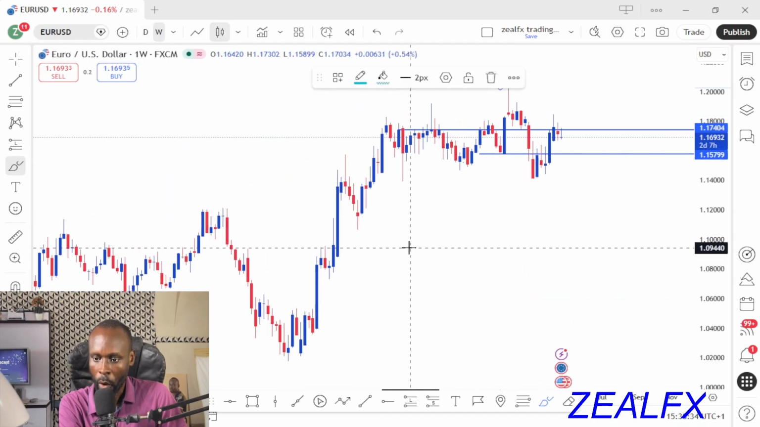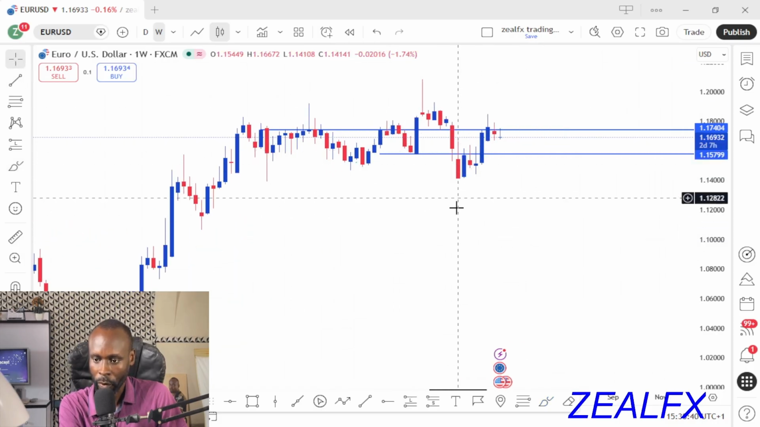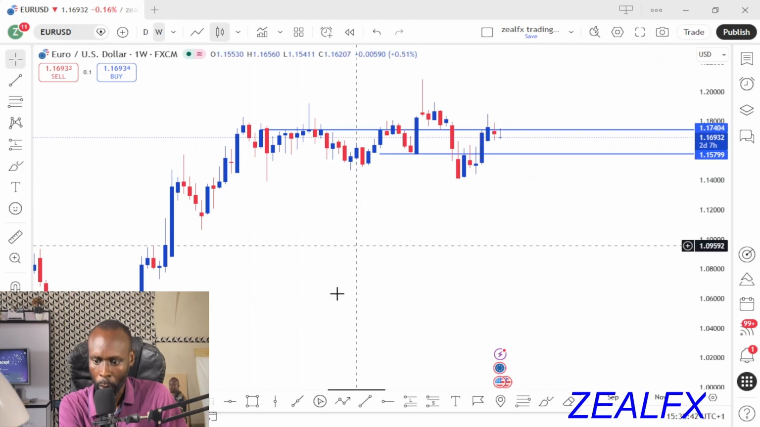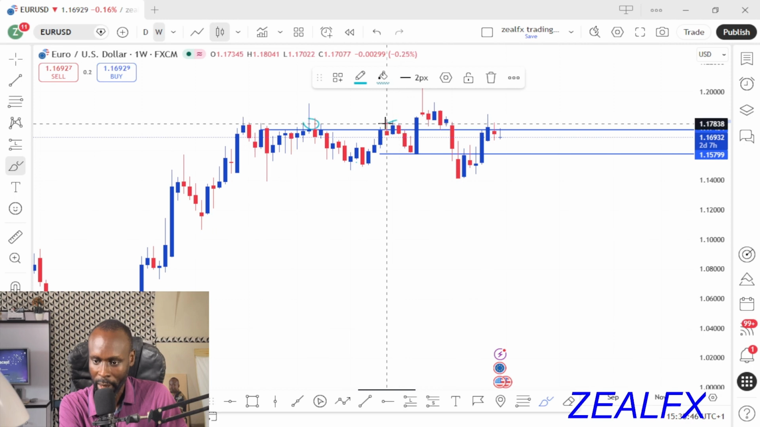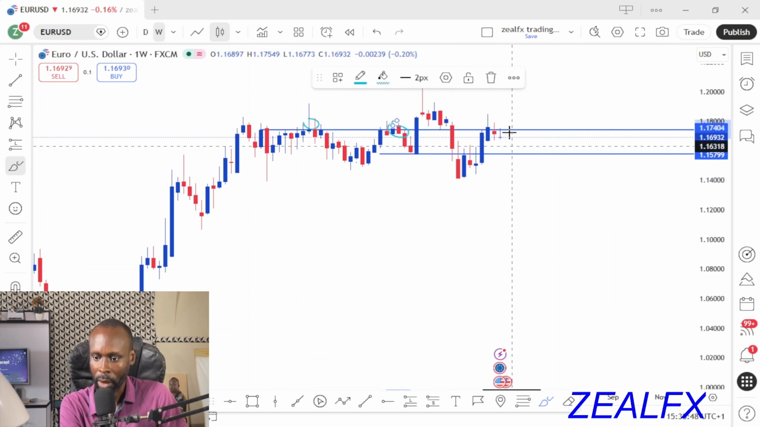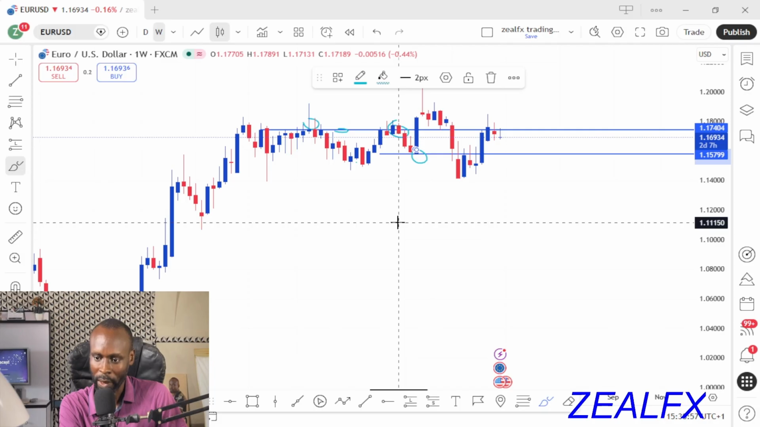So on my weekly time frame, we can clearly see that Euro USD price still fails. You can see that price still fails to close above this resistance area and this resistance level. So long as price remains stuck on these levels, we are still expecting price to move to this next support level on the Euro USD.